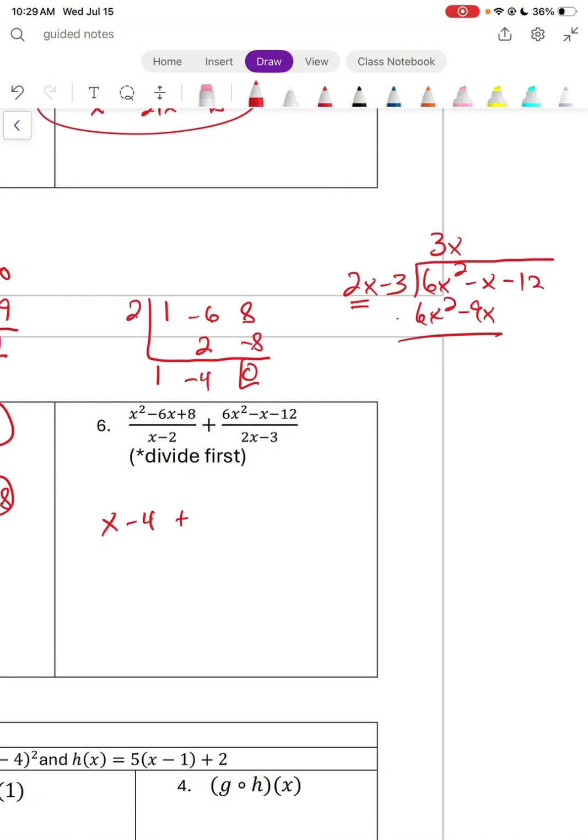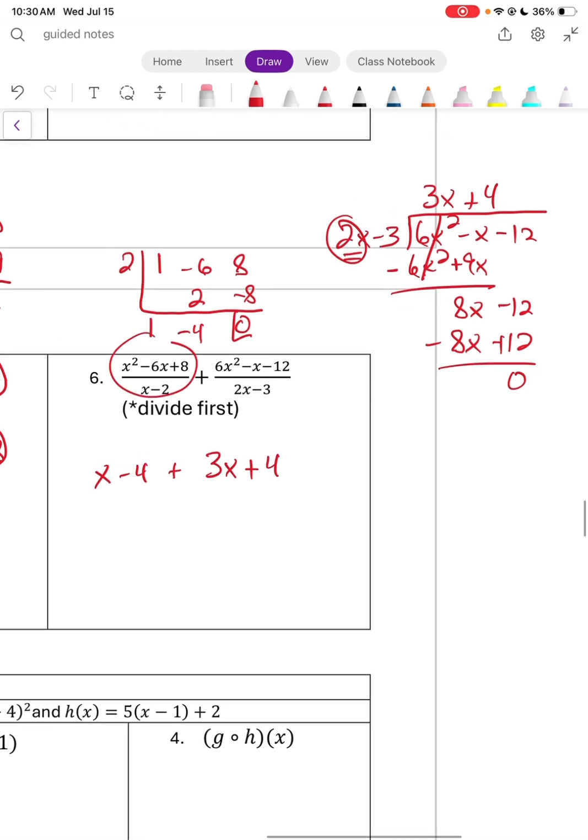Subtract the whole thing, which means we're going to change the signs of both of them. Should always cancel. Negative x plus 9x is 8x. Bring down the negative 12. Again, 2x into 8x goes 4 times. When you multiply that out, you actually get 8x minus 12. Change both signs, you have no remainder. So therefore, that part is 3x plus 4.